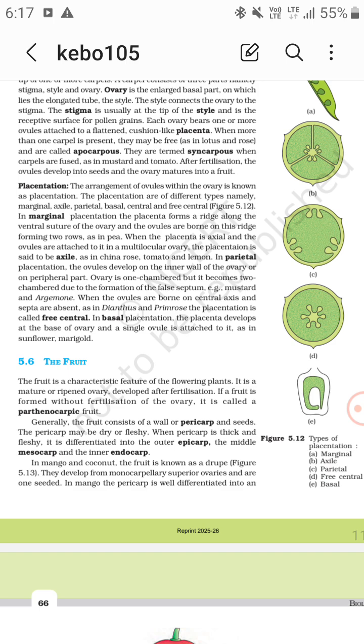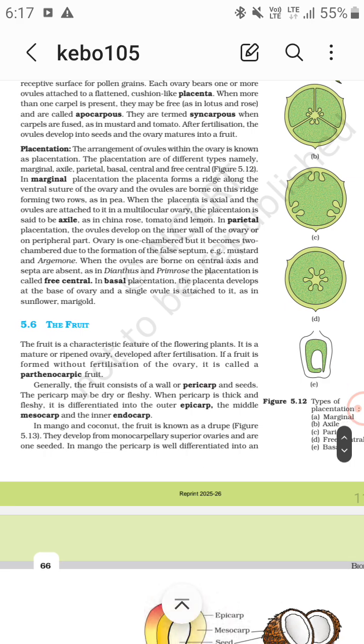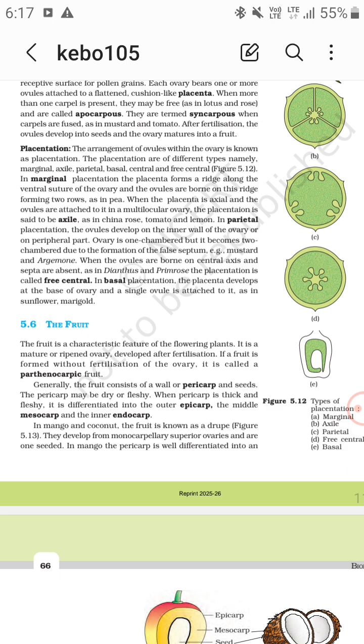Parietal is when ovules are on the inner wall of the ovary or on the peripheral part. The ovary can be one chambered, but it becomes 2 chambered due to the formation of a false septum, in mustard and Argemone. So these are parietal, and there is a false septum also. Now when the ovules are borne on the central axis and septa are absent, as in Dianthus and primrose, that is free central.